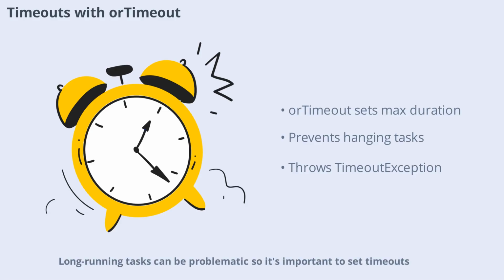Long-running tasks can be problematic, so it's important to set timeouts. The orTimeout method lets you specify a maximum duration for a CompletableFuture. If the task doesn't complete in time, a TimeoutException is thrown. This helps prevent your application from hanging indefinitely and allows you to handle slow operations gracefully.